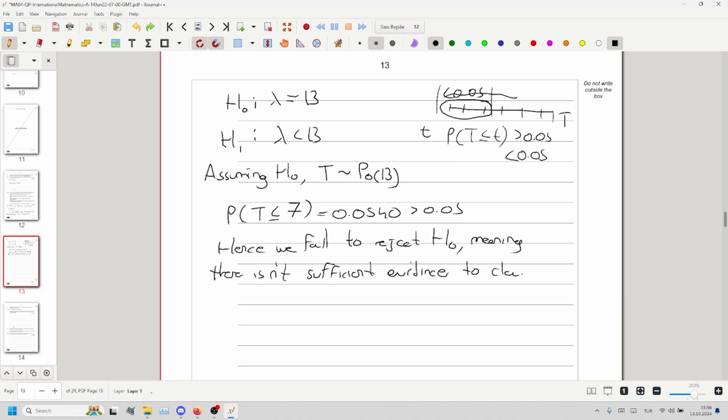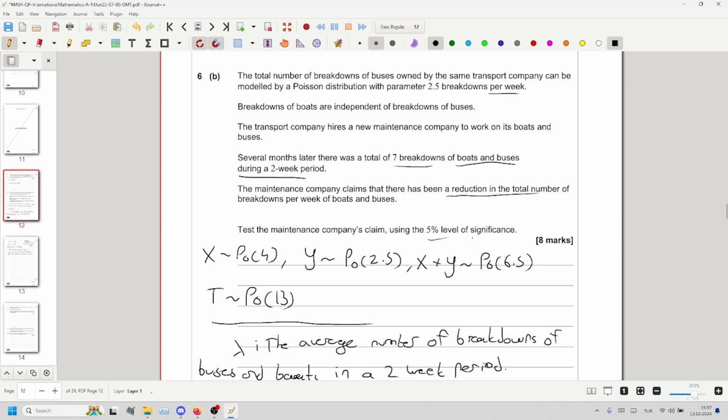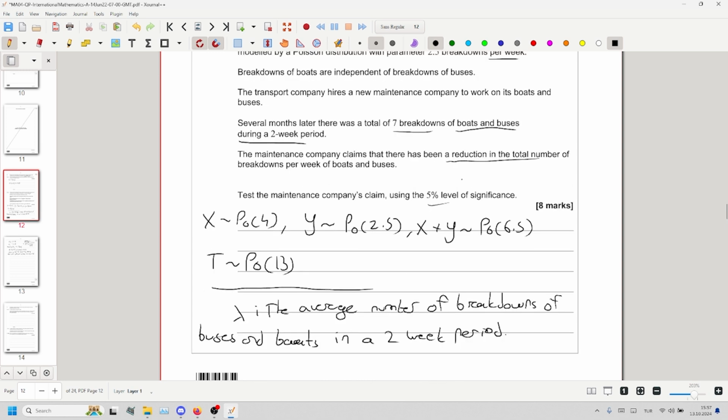Oh my god! Oh god, I can't write. The company's claim is that there has been a reduction in the total number of breakdowns of boats and buses per week.